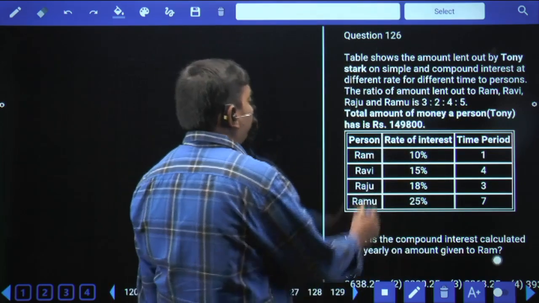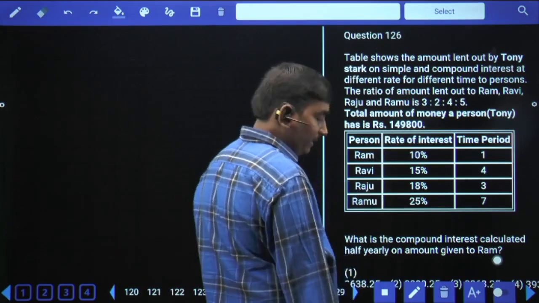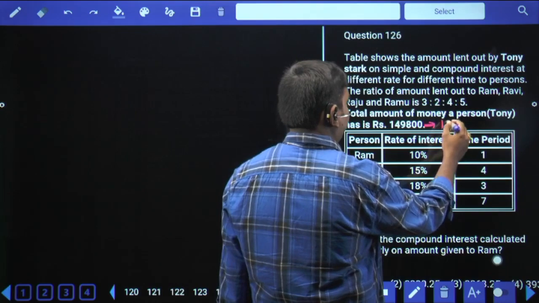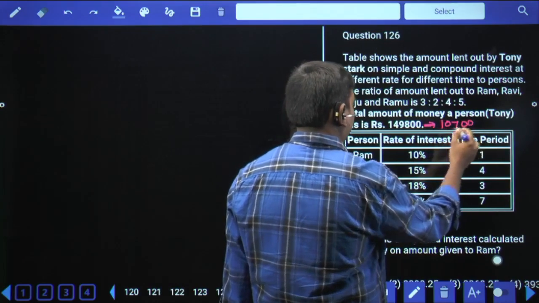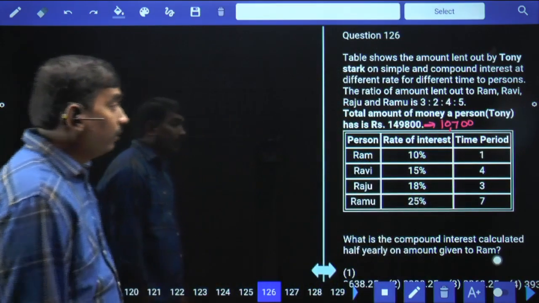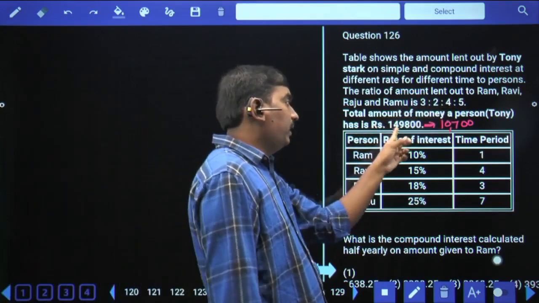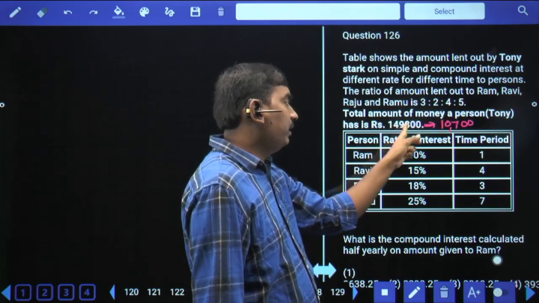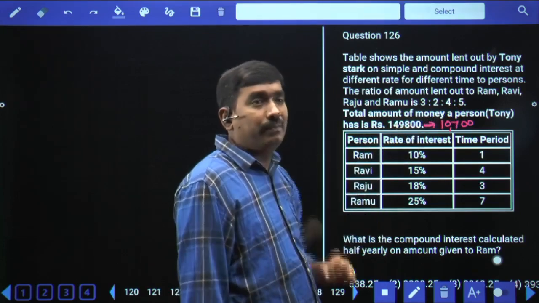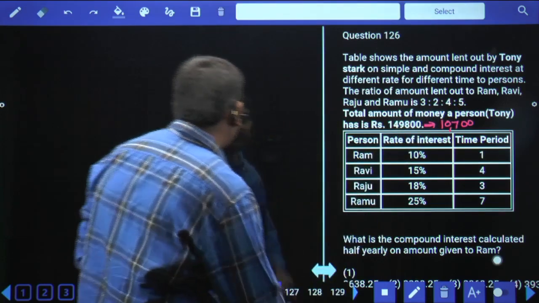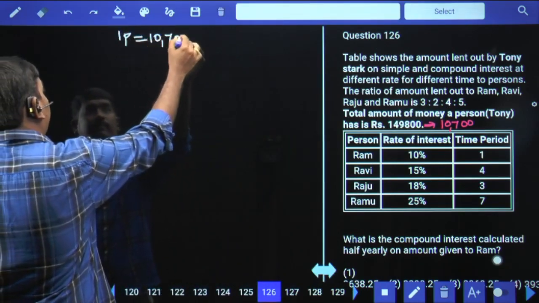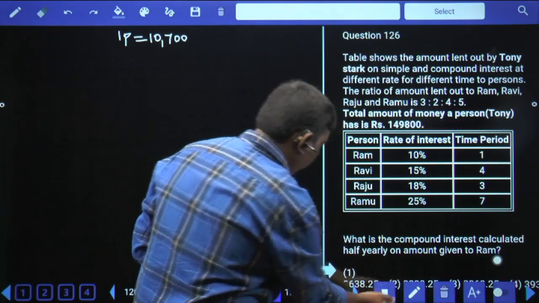14 parts value 1,49,800. Then 1 part value: 14 ones are 14, 14 sevens are 98, so 10,700. Total 14 parts value 1,49,800, then 1 part value 10,700. Just remember 1 part value 10,700. Then moving on to the question.